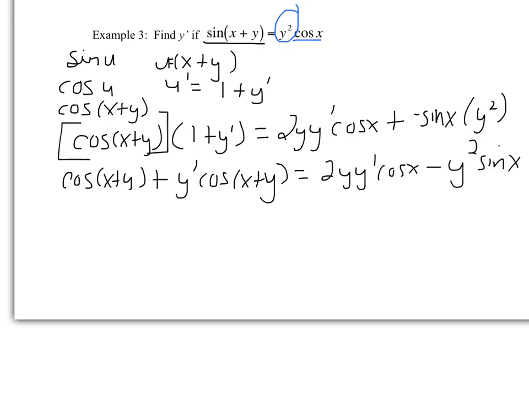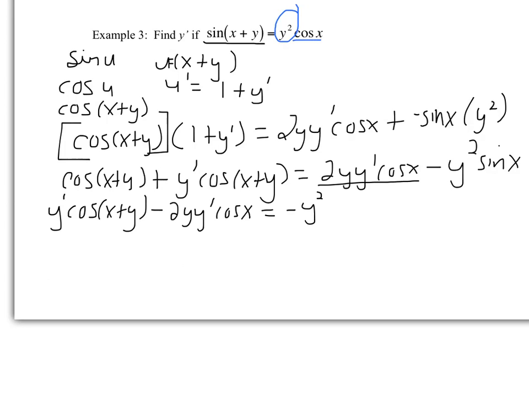All right, so again, our goal: get all the y primes on one side, all the non-y primes on the other side. So I'm going to keep the y primes on the left. So I have y prime cosine x plus y minus 2y, y prime cosine x, because again, I'm moving this over. And then on the right, I'm going to have that negative y squared sine x that was originally there, but then I'm going to subtract off the cosine x plus y.